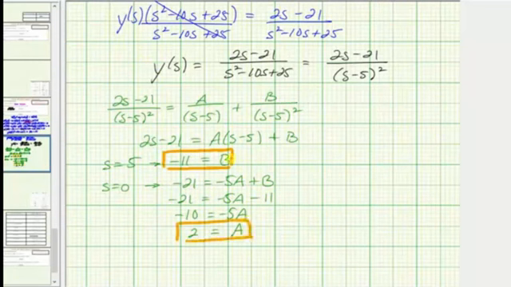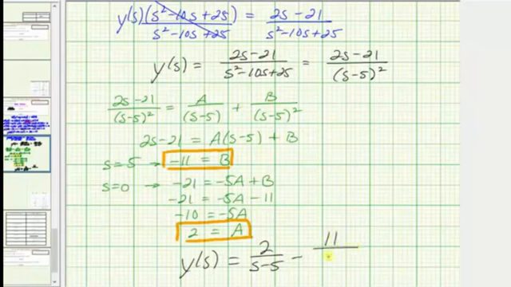So using the values of a and b, we can now write big Y of s as a sum of two fractions. Big Y of s is equal to, a is positive 2, so we'd have 2 divided by the quantity s minus 5. And then because b is negative, we'd have minus 11 divided by the quantity s minus 5 squared. So now to find the inverse Laplace transform of big Y of s, which will give us y of t, we'll take the inverse Laplace transform of both sides of this equation. And let's do this on the next slide.